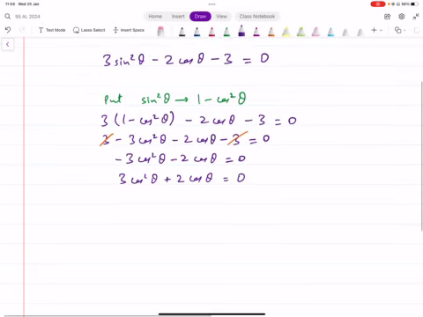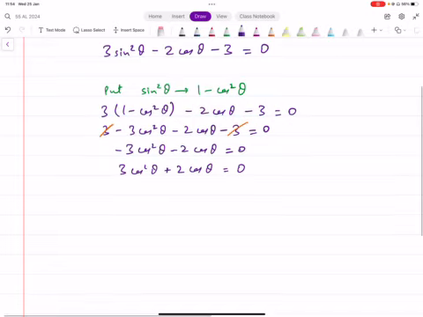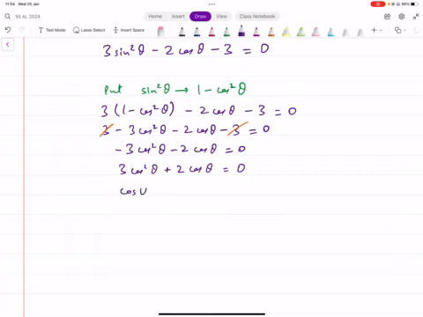How do we solve this further? क्या करें? Anyone? We haven't done that. So yeah. You can take the cos theta common. You can bring cos theta outside here. This becomes 3 cos theta plus 2. Then you have 0 on the other side.